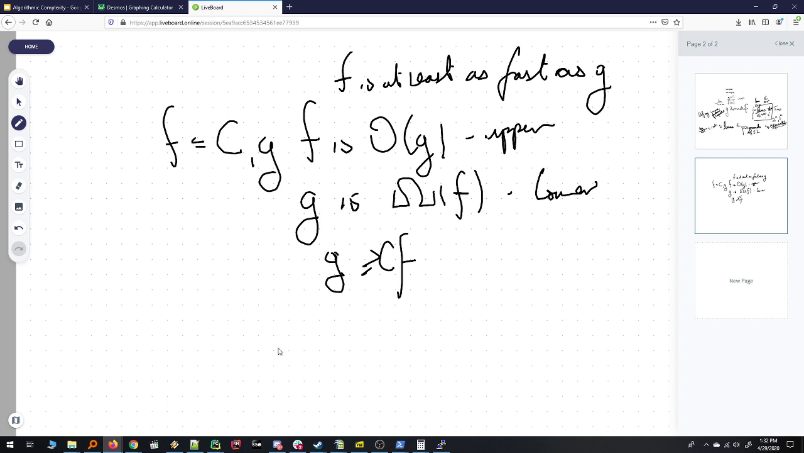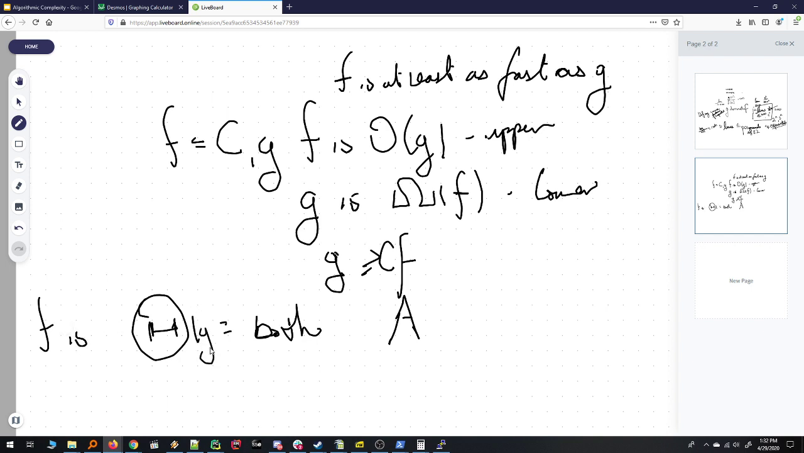And then the last thing to say is that when something is big theta, it's both. So what that means is that F is big theta of G means that there's some constant A times G, which is less than or equal to F, which is less than or equal to B times G. And all of this must be put under the safety catchword of eventually.